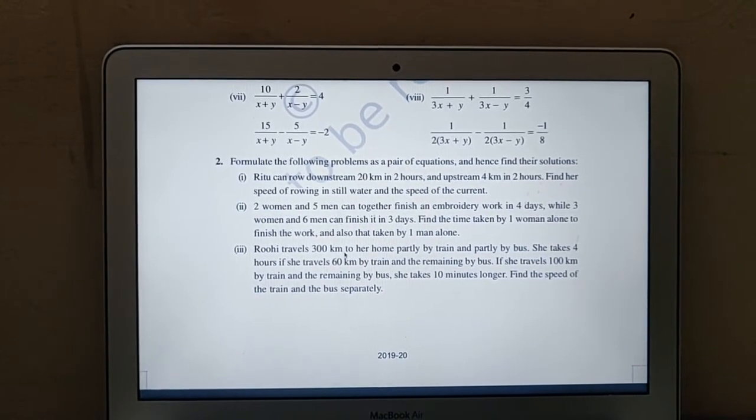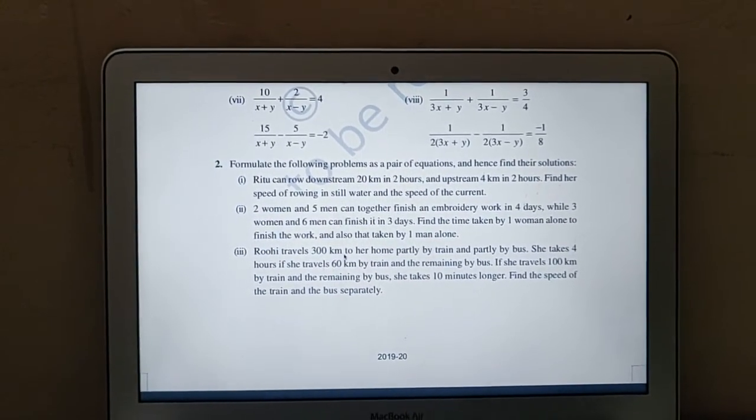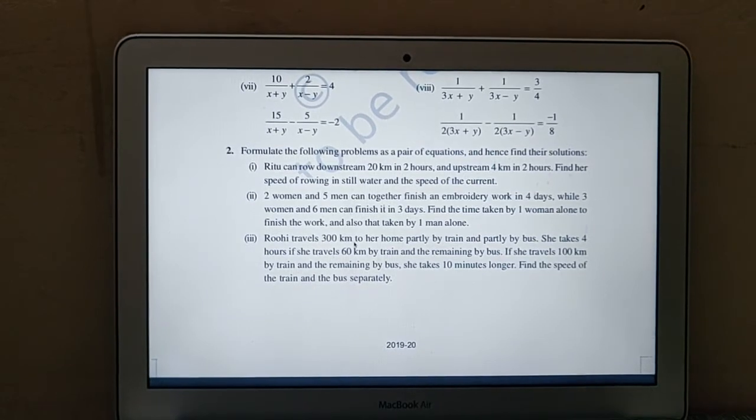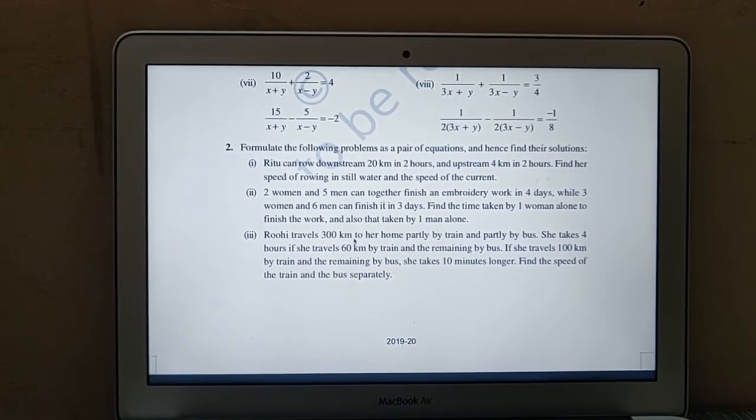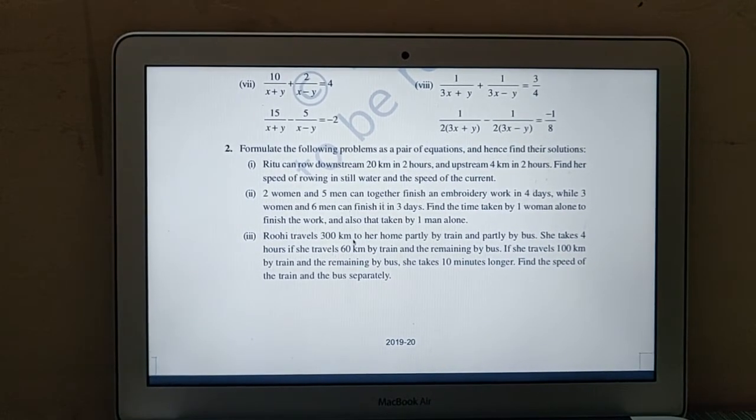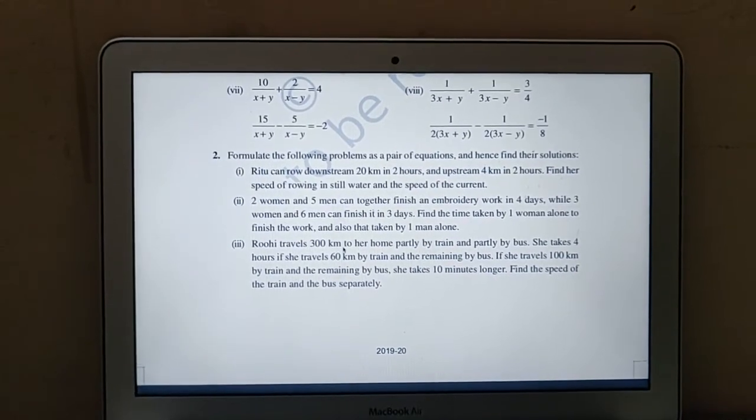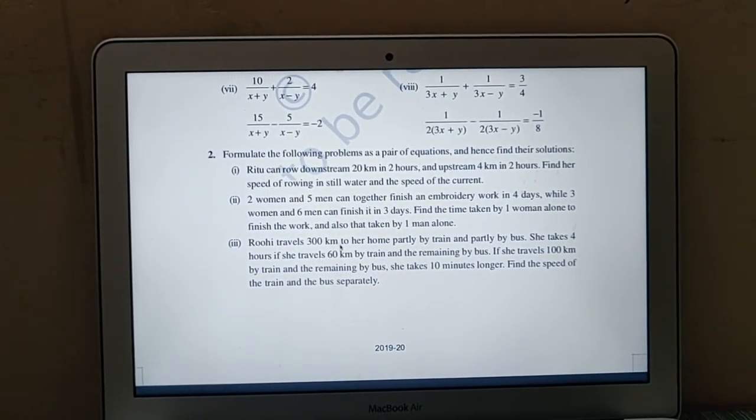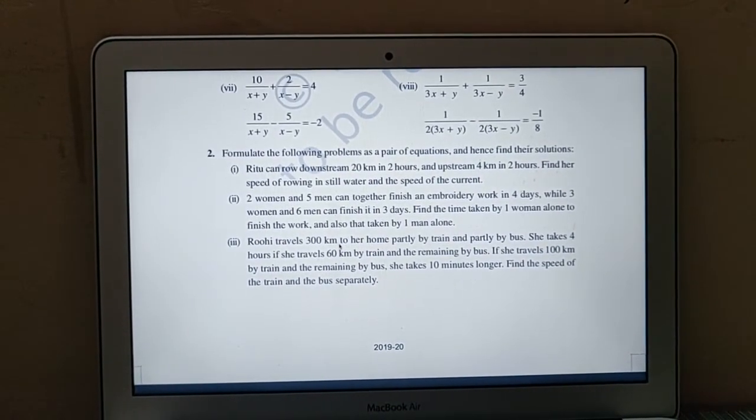So simply, without writing the statement also, you can say like this. The equation will go like this: 2 upon x plus 5 upon y is equal to 1 upon 4. Everything goes into reciprocal. Similarly, the second equation will go like this: 3 upon x plus 6 upon y is equal to 1 upon 3.